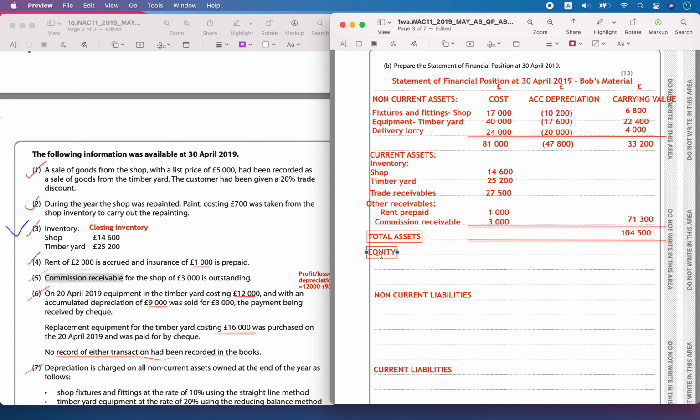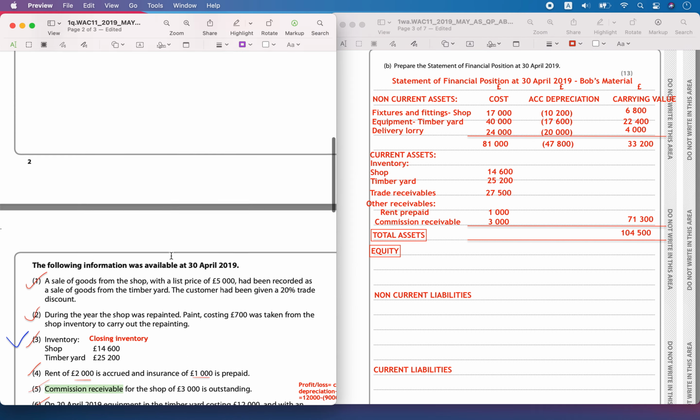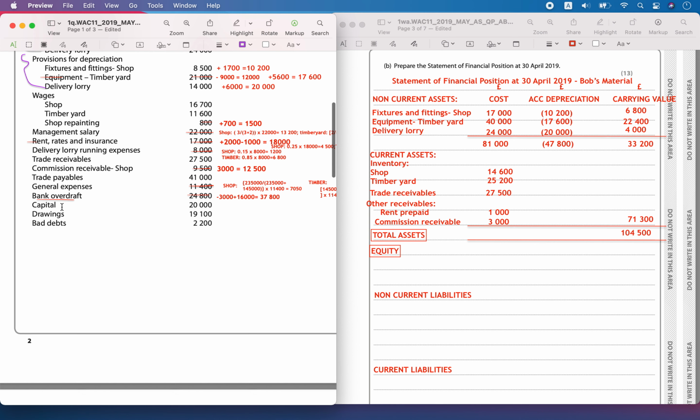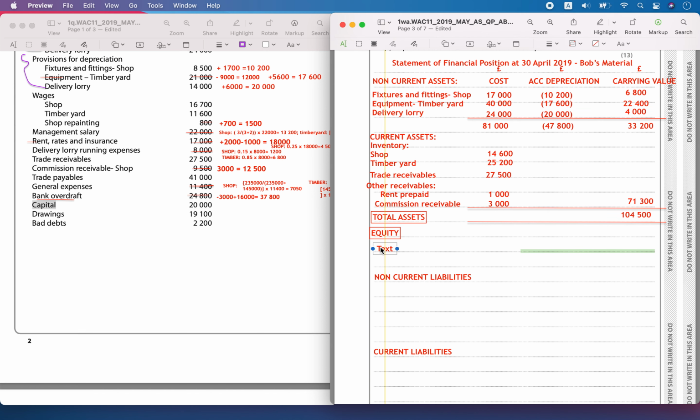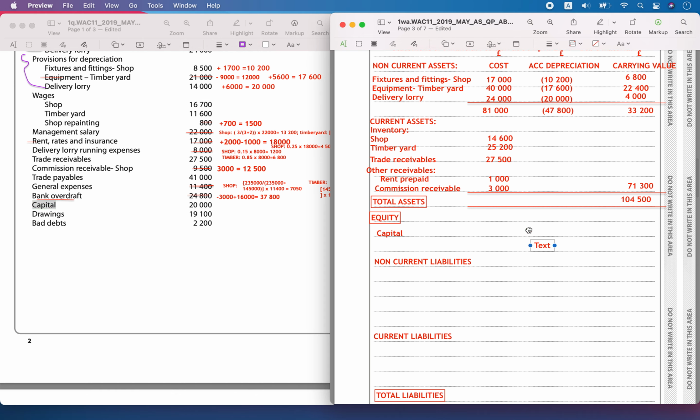Okay, now let's calculate the equity section. This is the equity section, and the total assets section is above. Now in the equity section, we can see that the first one is capital. The capital value is around 20,000. Then you have the net profit.